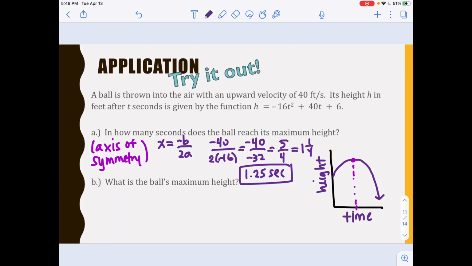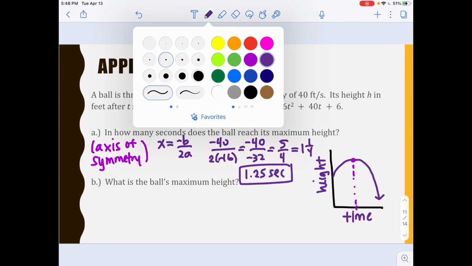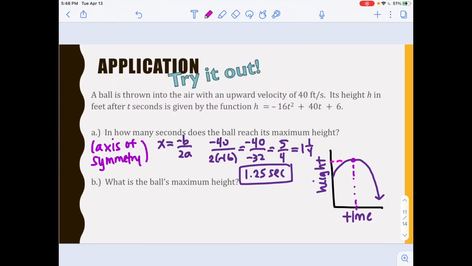What is the ball's maximum height? Well, now I need to know my y value, right? So we're going to take that 1.25 seconds, and we're now just going to evaluate our original function. We're really looking for that vertex, the y value of my vertex. So I'm going to say h is equal to negative 16 times, I'm not going to use 1.25, I'm going to go back to my 5/4. I think it's a little easier to solve it that way. Plus 40 times 5/4 plus 6.